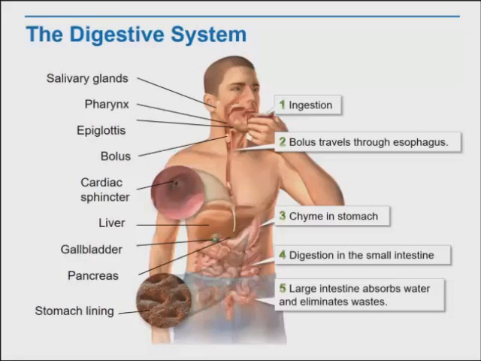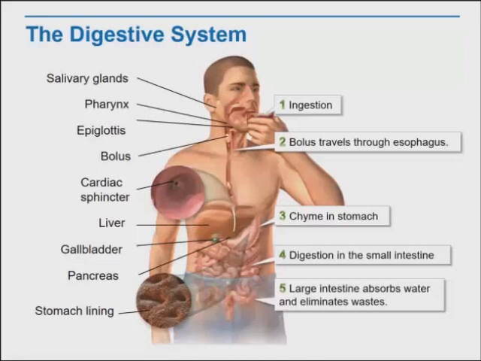The first step in the process is ingestion, the act of putting food into your mouth. Teeth tear and grind food into small pieces. Enzymes in saliva kill some pathogens and start to break down carbohydrates. This process takes about a minute, and salivary glands release an enzyme called salivary amylase that breaks down starches into disaccharides.